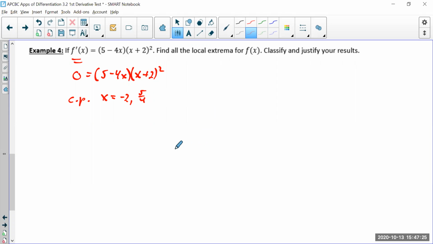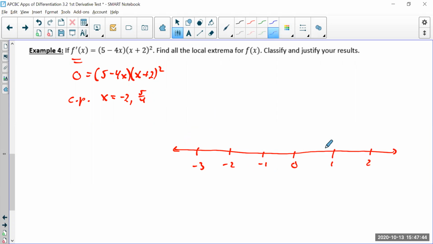So now if we make a sign graph here, we're going to be investigating, let's put it, we got -3, -2, -1, 0, 1, and 2. So our 5/4 is just beyond 1. So this is 5/4 here. And the other critical point was at -2. So let's go ahead and do a sign graph for that.